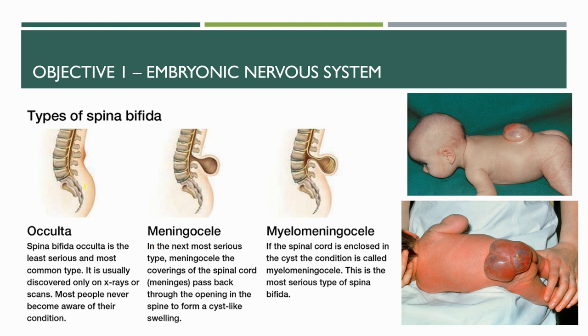And so here's another set of pictures, okay? Occulta, you don't necessarily see any type of major signs. Meningocele, you have the sac. Myelomeningocele, you have the one that has the spinal cord or nerves in it. So definitely going to be harder to fix that one.